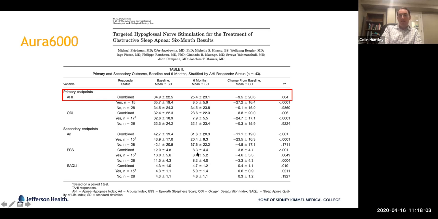So anything less than 9 or less than 10 is normal. Anything 10 or higher is abnormal. So their patients preoperatively went from an abnormal value to normalization. So they did see significant improvement in quality of life.